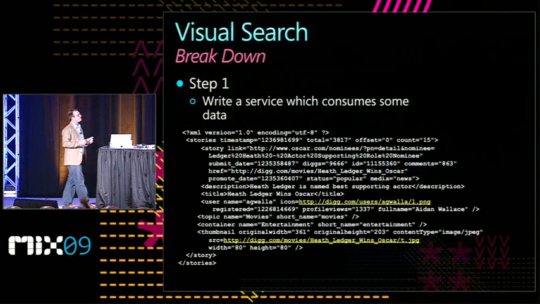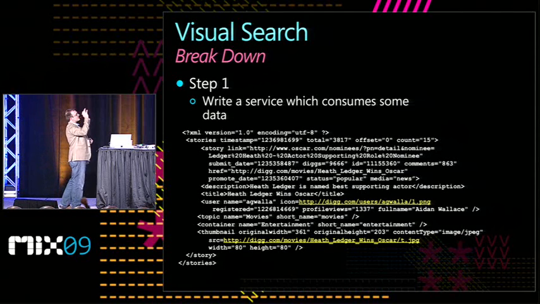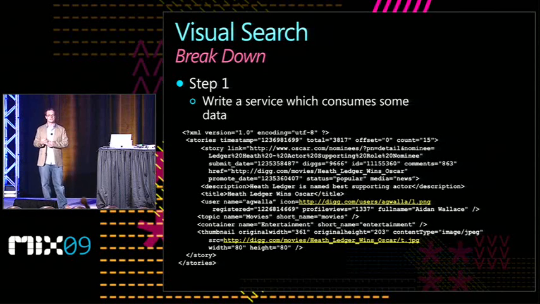So the very first thing that I need to do to build a visual search is to present some content. And I had already shown you what this XML looked like. This XML has the key pieces of information that need to be presented. Oh, I haven't shown you this XML. My apologies. This XML is the service, the content that's returned from Digg.